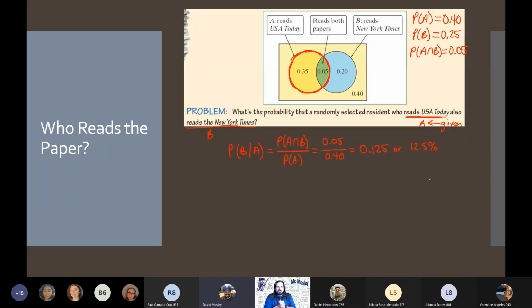What can I clarify? What questions do you have about this process? No questions? You guys are awfully quiet today. We don't need to write anything down from this example.